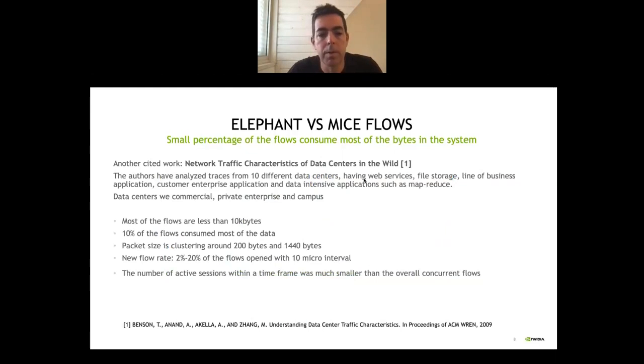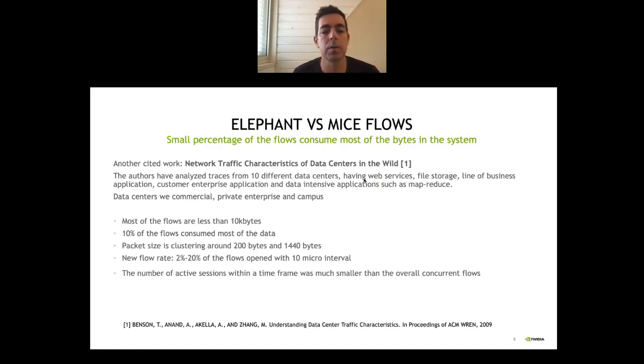Another interesting paper, the authors took traces from different data centers. The data centers were of different types. The applications were very different: web services, file storage, business, and so on, even data intensive, like indexing using MapReduce. They also had different types of data centers. They were commercial, they were private, and they were campus data centers.